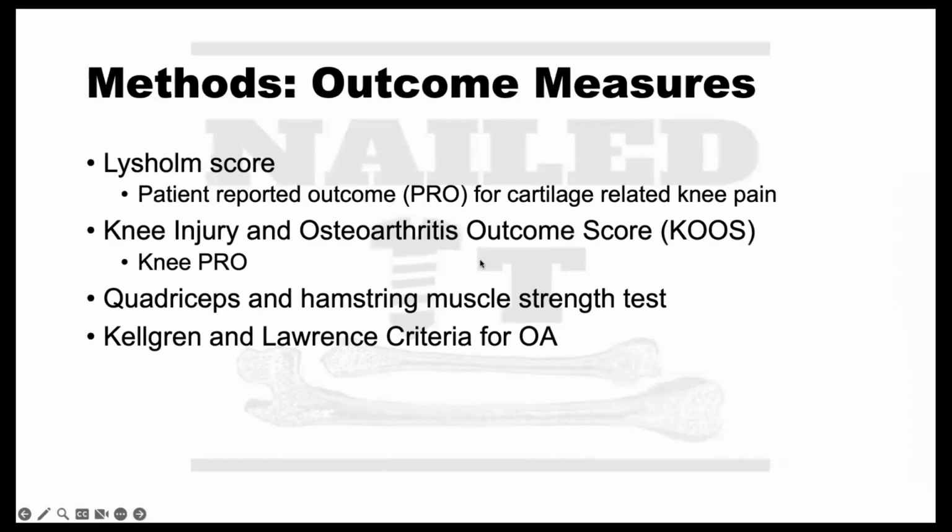So in terms of outcomes, they had several patient-reported outcomes, including the Lysholm score, which is a PRO for cartilage-related knee pain. There's also the KOOS, which is the Knee injury and Osteoarthritis Outcome Score. They also measured quadriceps and hamstring muscle strength, and then they used the Kellgren and Lawrence criteria for osteoarthritis.